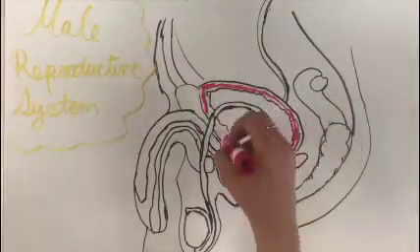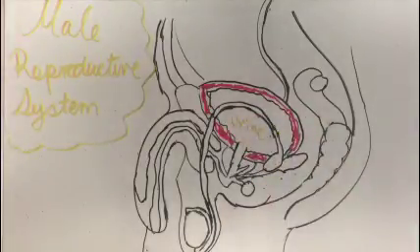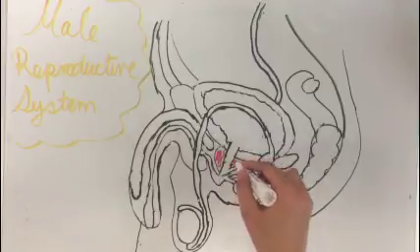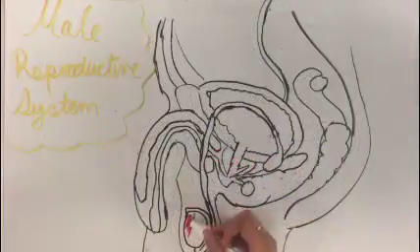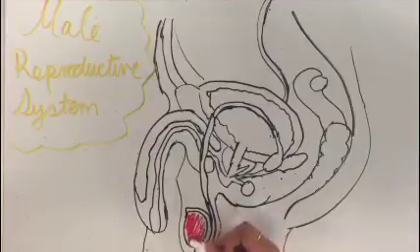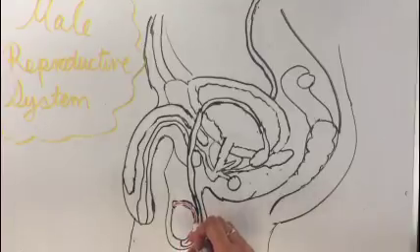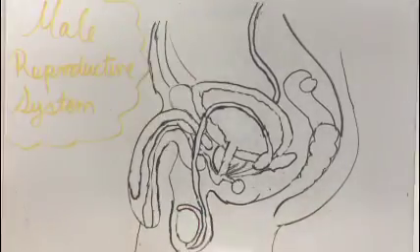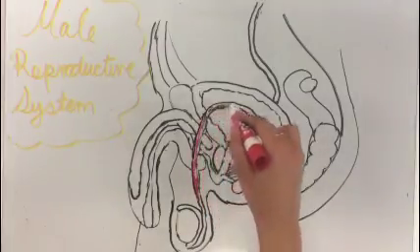This is the urinary bladder. This is the prostate gland. This is the testes. This is the epididymis. This is the vas deferens.